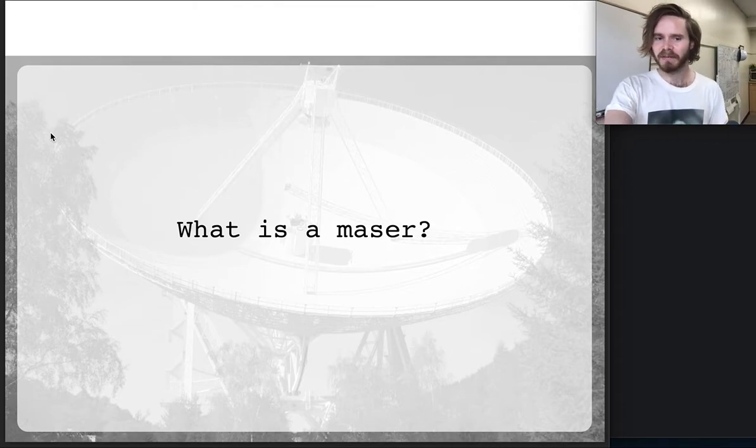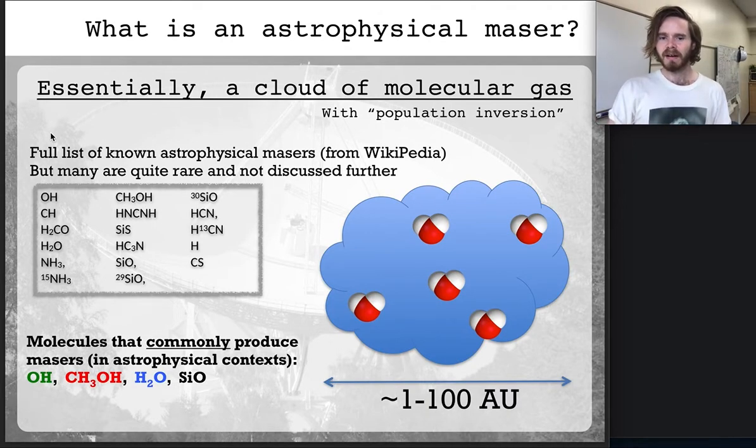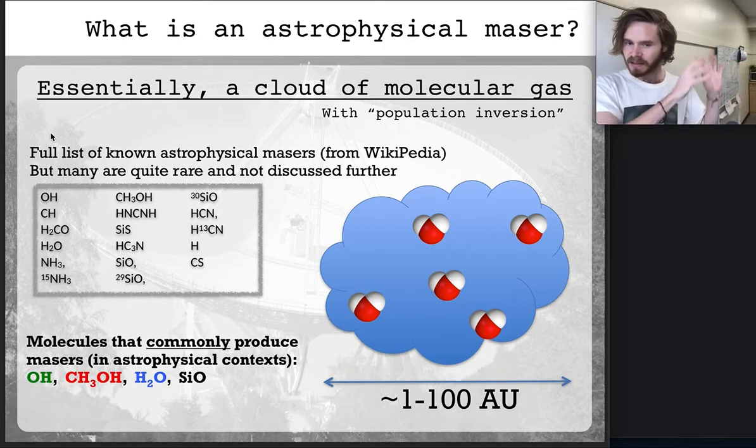So what is a maser? Again, we're talking about astrophysical masers, so the question really should be, what is an astrophysical maser? It's essentially a cloud of gas, only this gas has a special property: it has population inversion. I want to discuss what population inversion is on the next slide. But to give some general knowledge of masers, think about some cloud of gas up in space somewhere in some kind of situation.